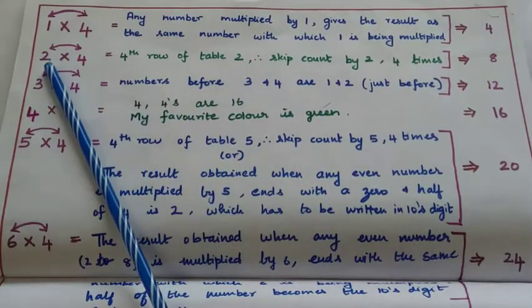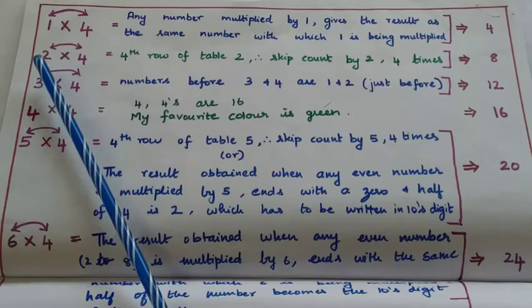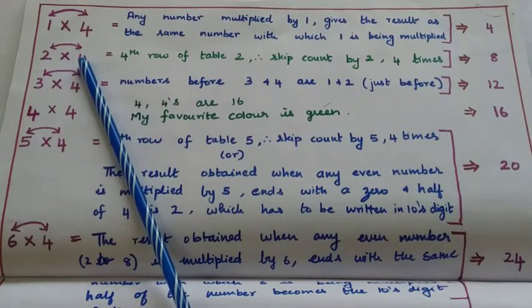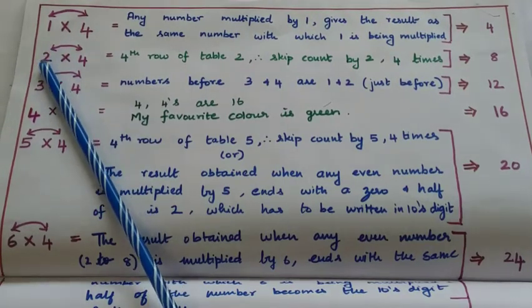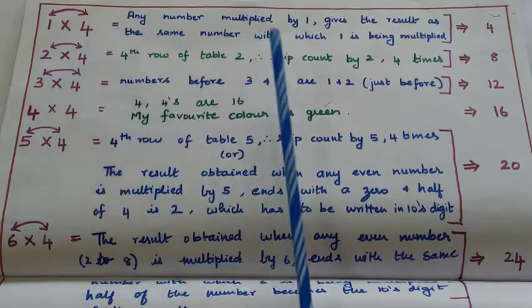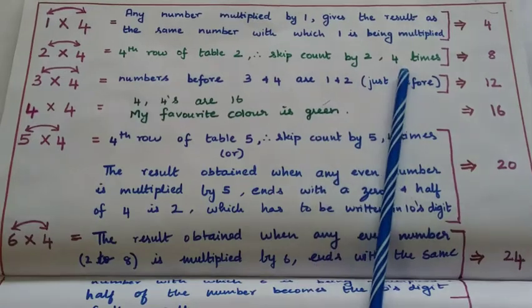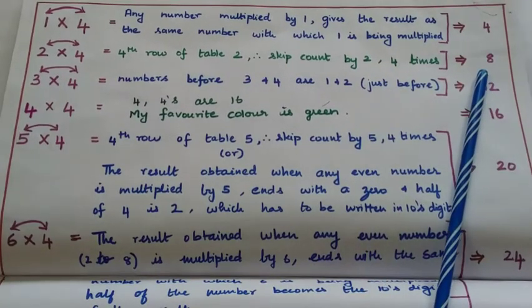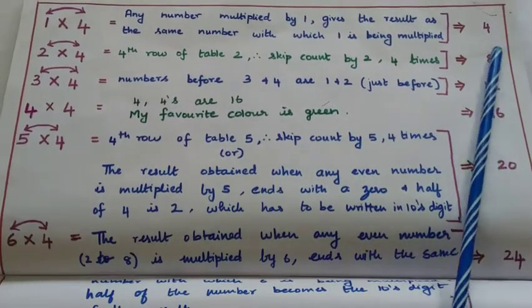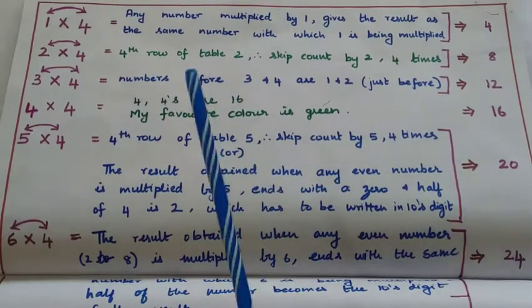Next, when you look at the second row, 2 into 4, we again know that 2 into 4 is the same as 4 into 2, and having learned table 2 already, we can just use the concept of skip counting by 2, where you need to skip count by 2, 4 times to obtain the result 8. 2, 4, 6 and 8, so you obtain the result of 4 into 2 or 2 into 4, which is 8.